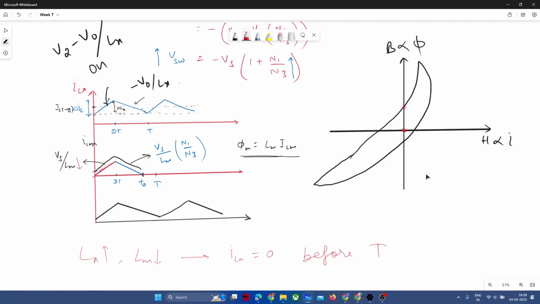So that residual magnetism will not be there. Okay, so what is the reason behind this? Let us see what is happening. When you are increasing Lx, the slope of this load side inductor will be lesser and the slope of the magnetizing inductance will be higher. And due to that, what happens? Let us see from this circuit.